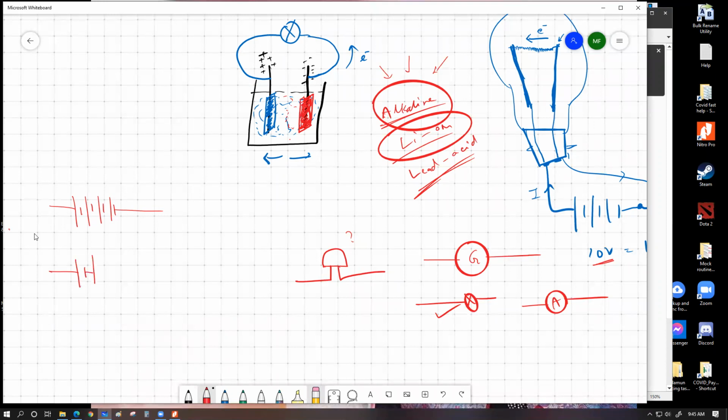We give a bit of a connection wire, and then we draw another one, and then we give a bit of a connection wire, then we draw another one, and we give a bit of a connecting wire, and then we draw another one. Sometimes batteries can also be drawn like this. Have a look at the difference in these two.